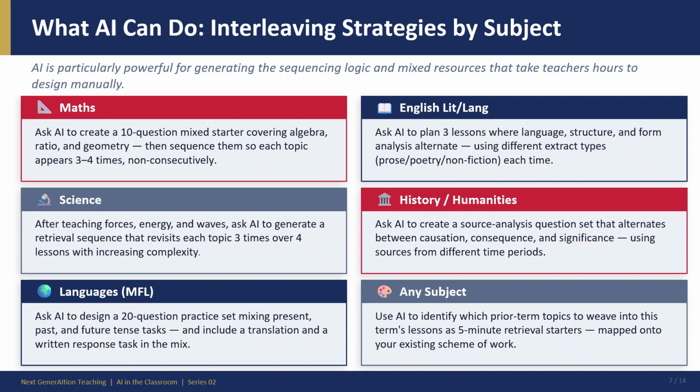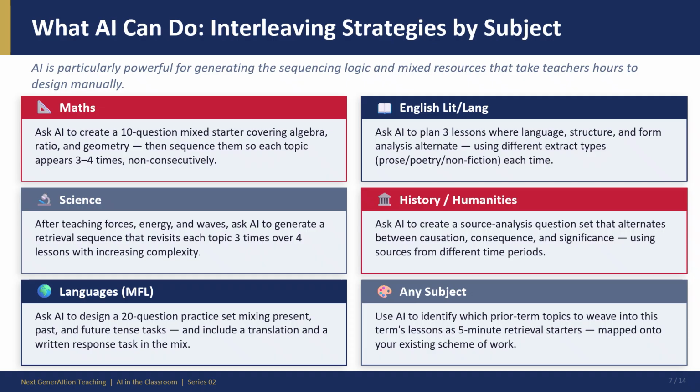So in maths, you might ask AI to create a 10-question mixed starter covering algebra, ratio and geometry, specifying that no 2 questions of the same type should appear consecutively. The prompt can then specify the difficulty level and the year group, and AI can produce a ready-to-review set in under a minute.